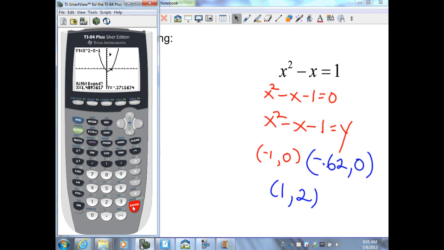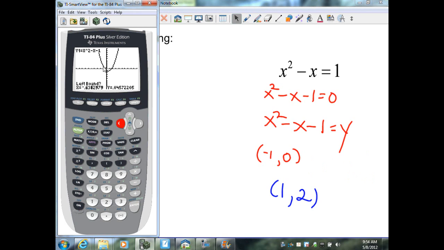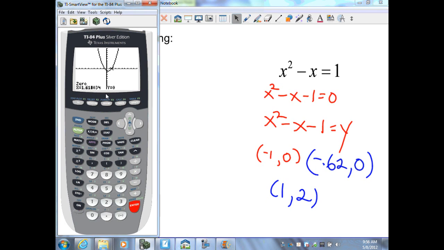I'll press enter. Now I'm going to keep scrolling till my y value turns positive. Now I got a y positive value. I'm going to press enter again. It asks me to guess. I want a left boundary, so that's going to be to the left of this intersection point. And I'm going to get 1.62 for my x-intercept.